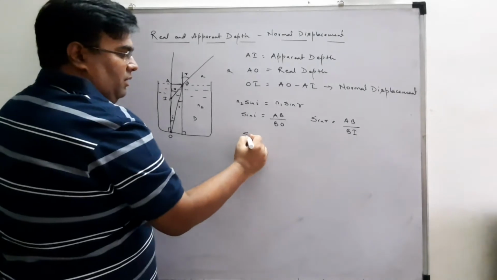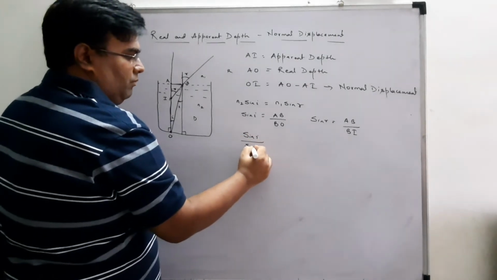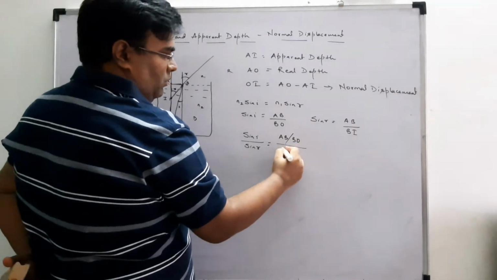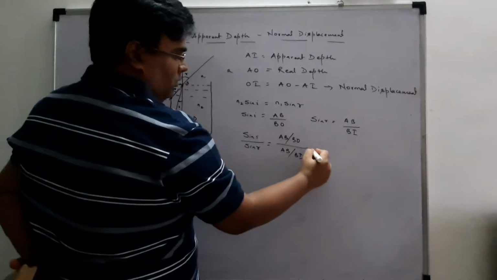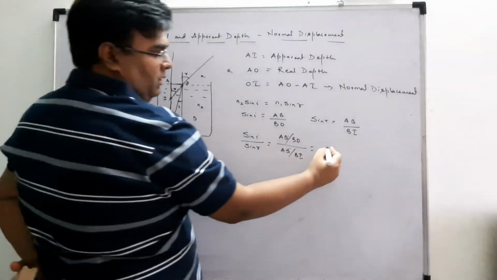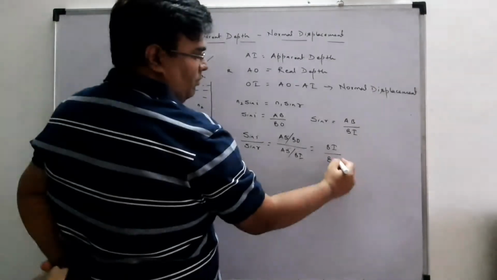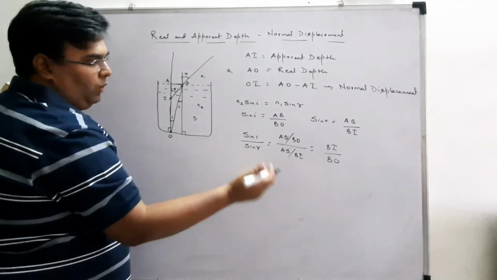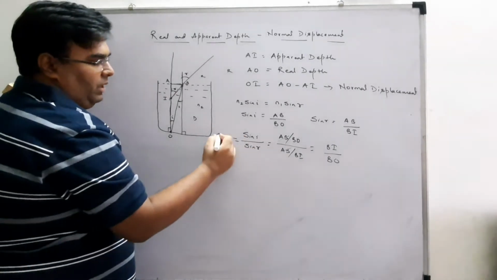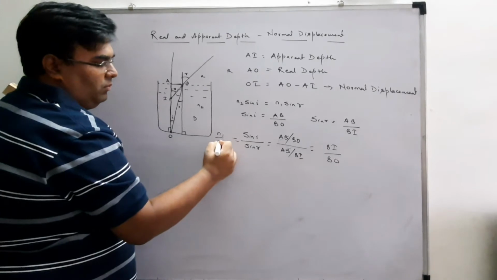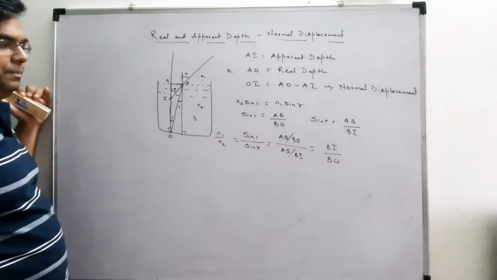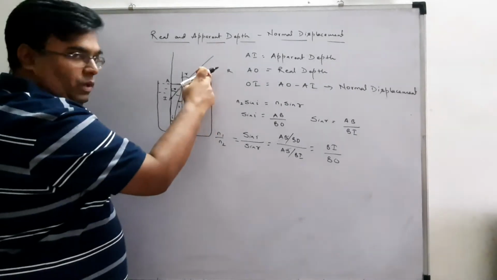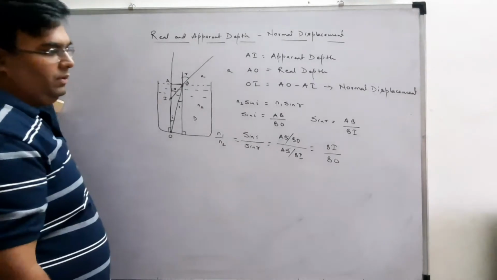So sine I by sine R will be, AB will get cancelled, BI upon BO. And sine I by sine R will be N1 by N2. N1 by N2 means the refractive index of N1 with respect to N2.